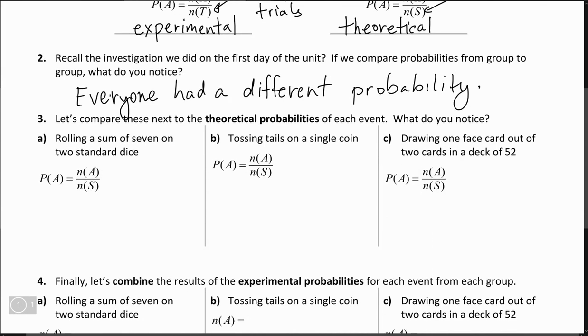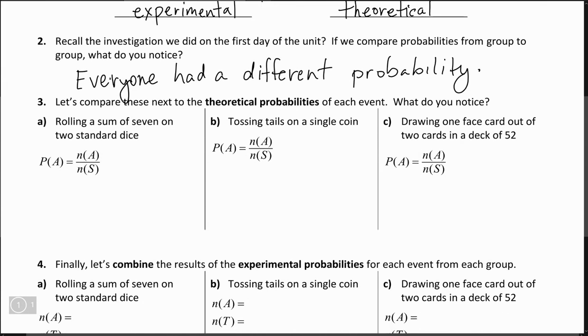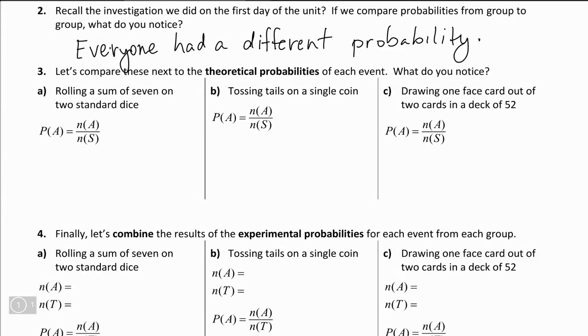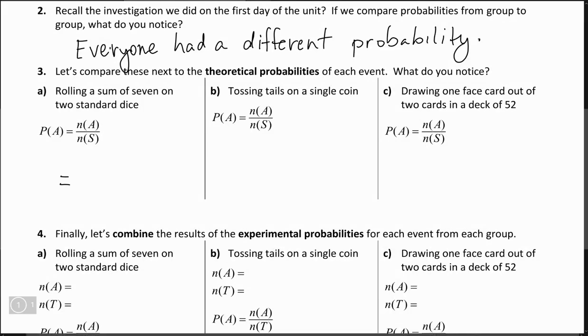Okay, and so if you calculate some theoretical probabilities, which we're going to use just to compare for a moment, what would you notice? So, rolling a sum of 7 on 2 standard dice. If you remember the table from the other lesson, we found that there were 6 ways that you can roll a sum of 7 rolling 2 dice, and there are a total of 36 possible outcomes, giving us a probability of 1 over 6, or if I express this as a percentage, it would be 17%.